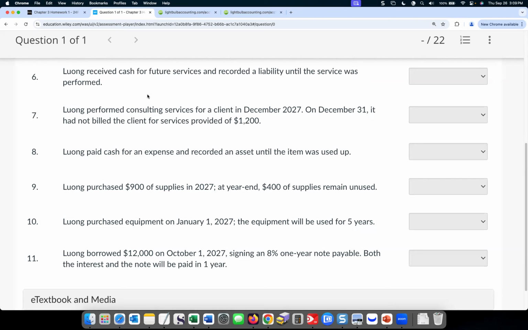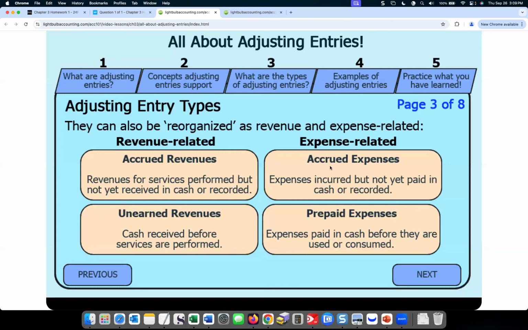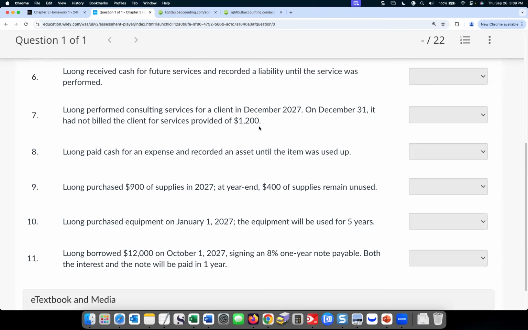How about 7? Luong performed consulting services for a client in December 27. On December 31st, it had not billed the client for services provided of $1,200. Revenue or expense related? It is revenue. And which one would it be? Yeah, we did the work. We didn't book it. All right, so that's accrued revenue.